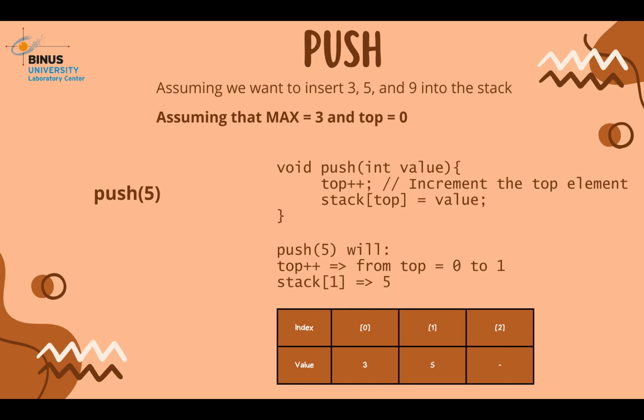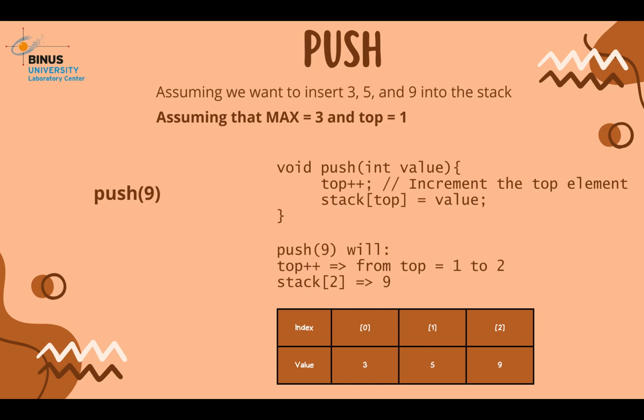Then we move to push 5. Remember that top is at 0 because we previously incremented it. Starting from 0, we push 5: we increment top from 0 to 1, and then insert the value 5 into the second element. The third one is push 9. We increment top from 1 to 2, and then insert the value 9.